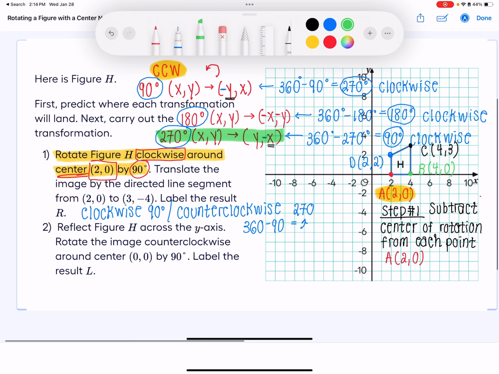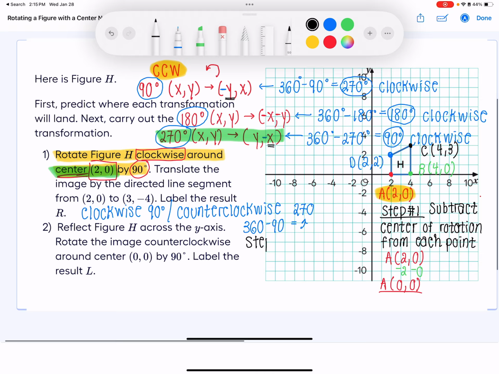Let's highlight that in green because the center is really important. And what we're going to do is we're going to subtract the center from the coordinate points of A. So 2 minus 2, and then we have 0 minus 0. We always subtract the center of rotation from each point first. That is step number 1. So then I have A is 0, 0. 2 minus 2 is 0, 0 minus 0 is 0. All right, so that's step number 1.